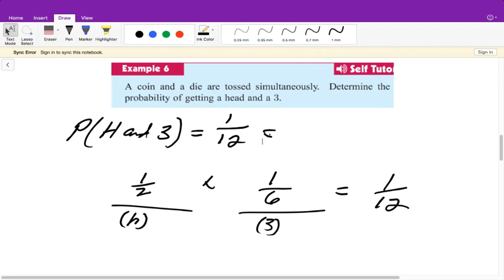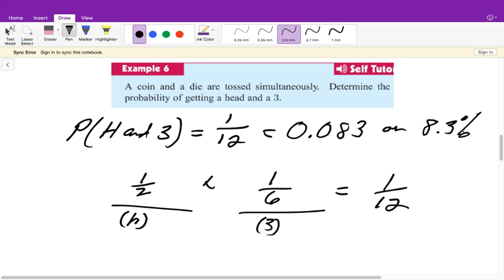Now remember, for your test, I will want you to put this as either a decimal or a percentage. So it's going to be equal to 0.083 or 8.3%. All right, let's move on to the next question.